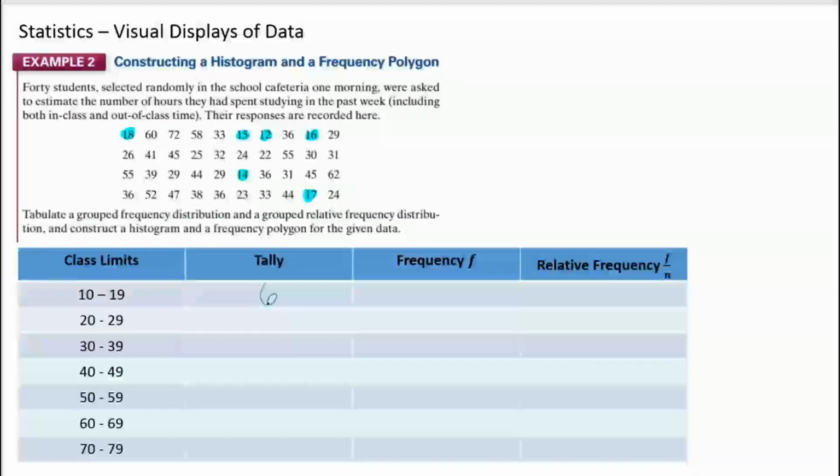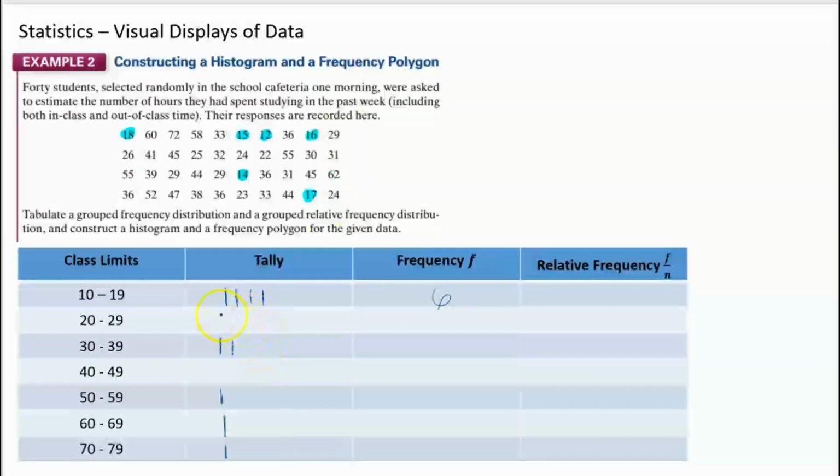Oh, here's what they mean by tally. 6 is my frequency. Here's what they're doing. Let me show you. The tally comes in handy. So 18 goes here. Let's do it this way. 60 fits in the 60s. 72 fits in the 70s. A 58 fits in the 50s. 33 fits in the 30s. 15 fits in the teens again. 12 fits in the teens. 36 fits in the 30s. I like this method. 16 fits in the teens.